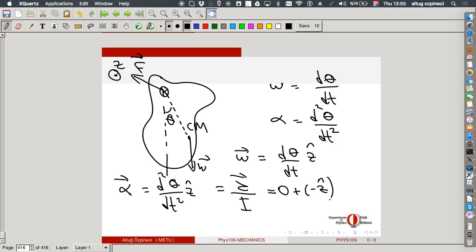What is the magnitude? Remember, this is the R vector that we use to calculate the torque. This angle over here is theta. Well, it is, let's say, this R times the weight times sine theta. So which basically tells us that d squared theta by dt squared is equal to minus mgR sine theta divided by I.